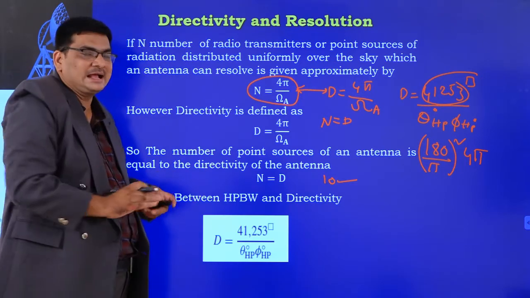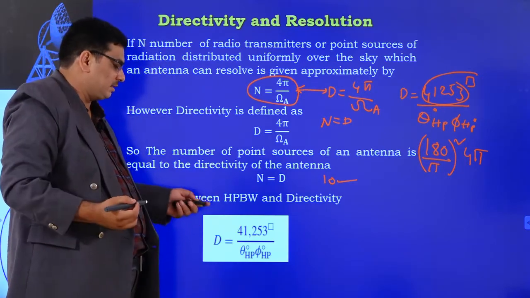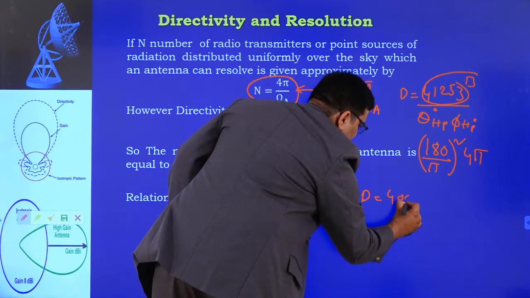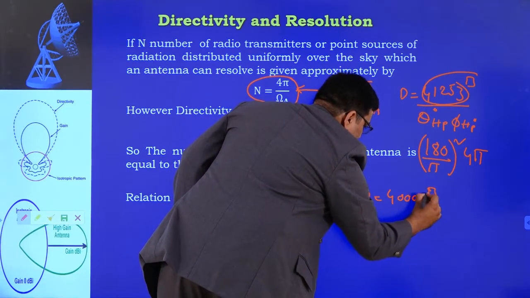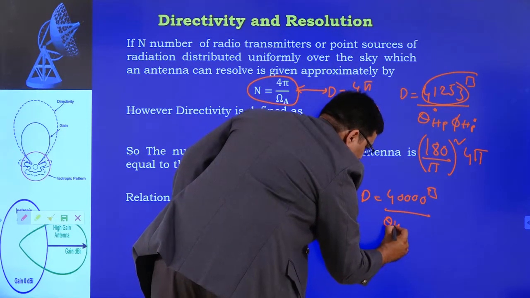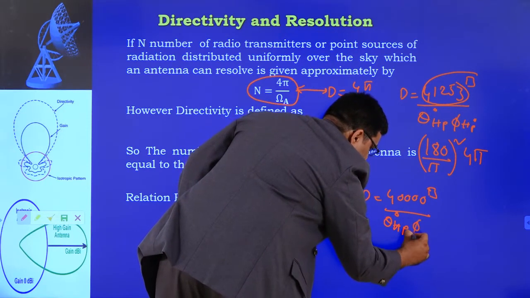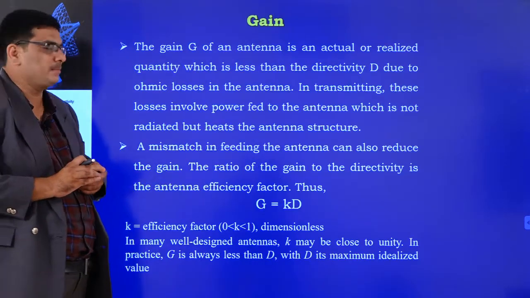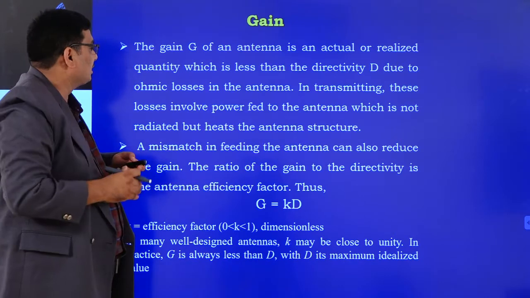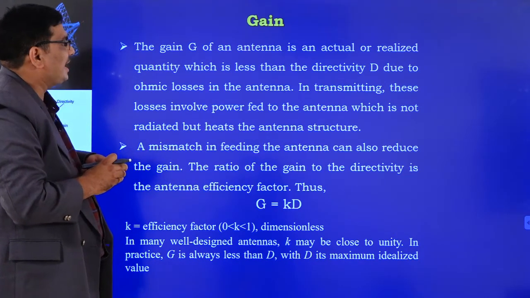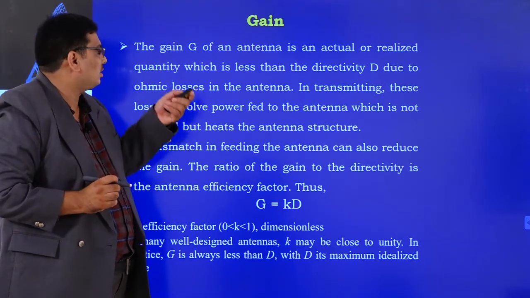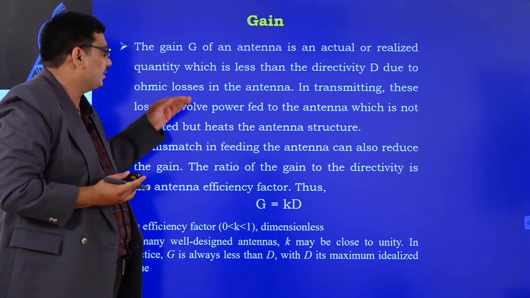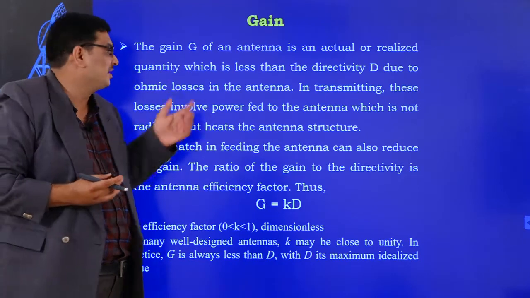Suppose you want to neglect your minor lobes, then this formula becomes D is equal to 40,000 square degrees by theta HP in degrees and phi HP in degrees. Gain is one of the important parameters. The gain of an antenna is an actual or realized quantity, and it is always less than the directivity because of the ohmic losses.